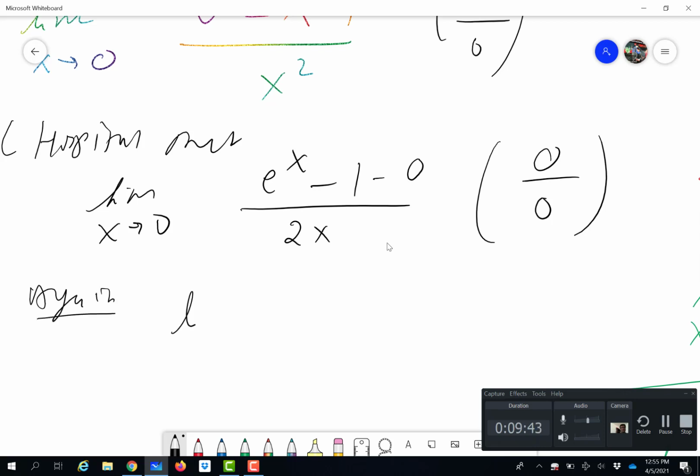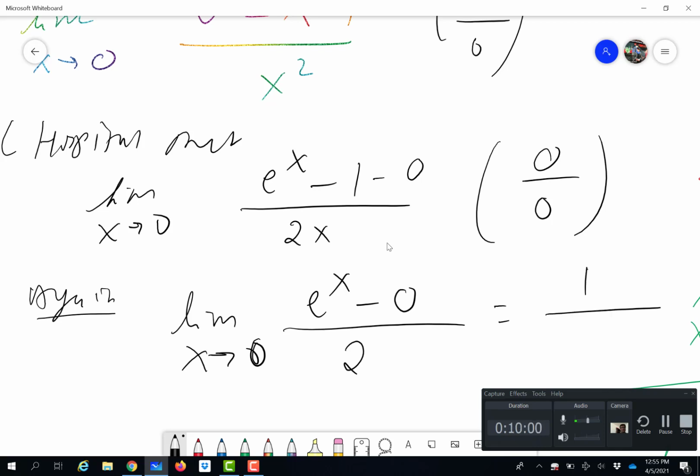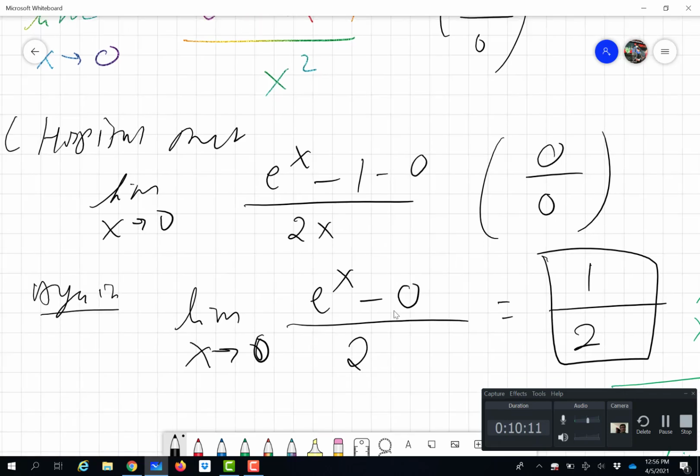So that gives us limit x tends to 0. You write that limit, don't forget that one. Derivative of e to the x is e to the x, minus derivative of 1 is 0, divided by derivative of 2x, which is just 2. Now plug in the limit. E to the power 0 is 1 on the top and 2 on the bottom. So that's the limit of this function. Here we used L'Hopital rule 2 times, right? Because we got 0 over 0. So this is another case.